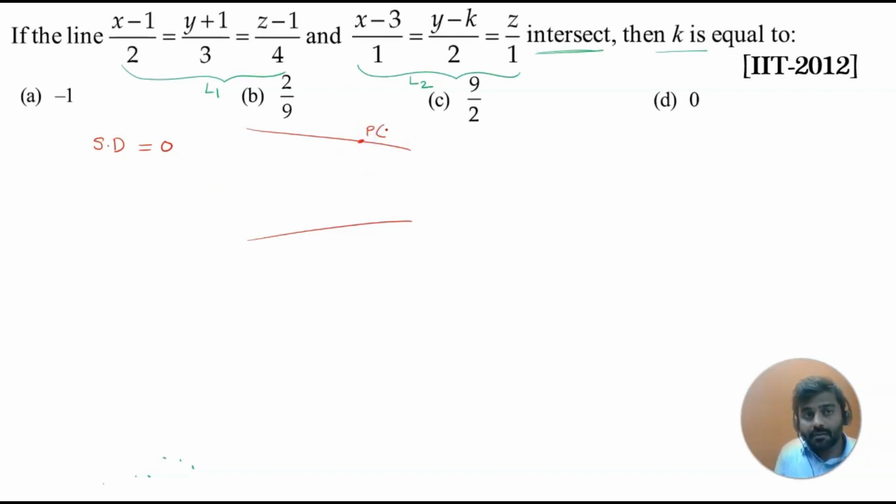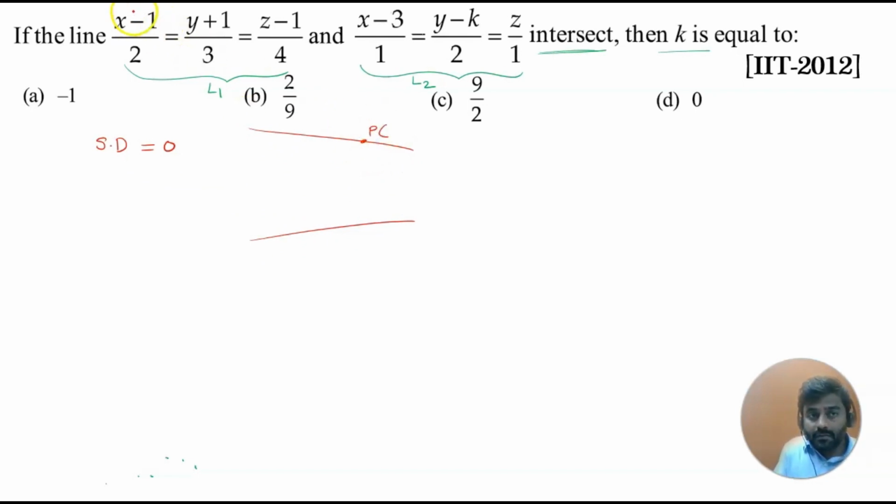P is nothing but you make the numerator of the first line equal to 0. So we get here 1, minus 1 and 1. And here we get D1 also. D1 is nothing but the denominators, you can put the i, j, k's. So 2i plus 3j plus 4k.